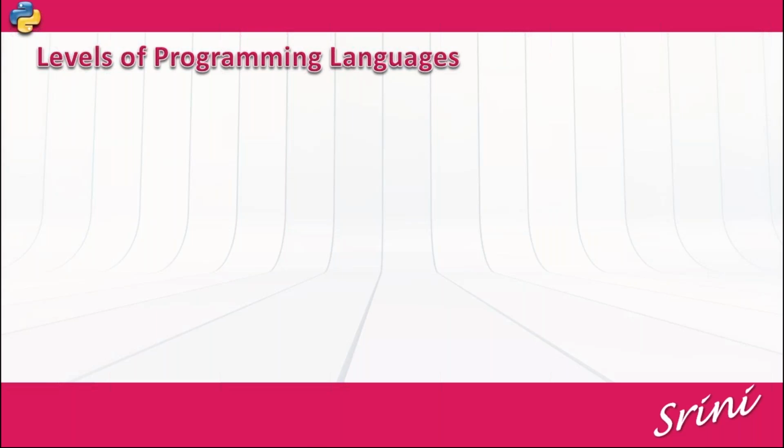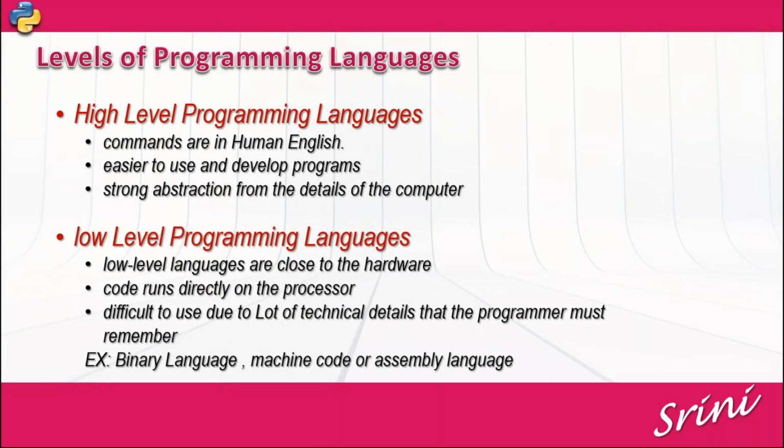When we are talking about programming languages, definitely we have to understand the levels of programming languages. We know very well the low level programming languages and high level programming languages. Your computer hardware can understand only low level code, that is what is known as machine code. So low level programming languages are close to hardware. Your hardware, your microprocessor can understand the low level code, that is machine code. This can directly run on the processor.